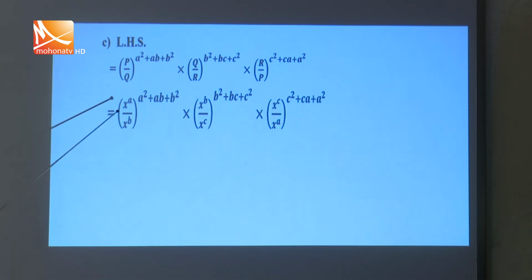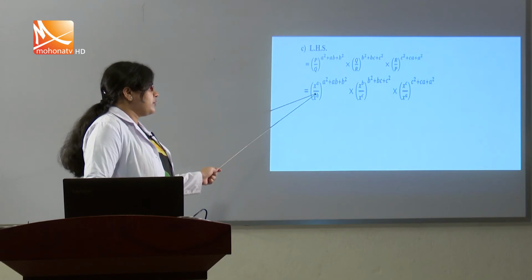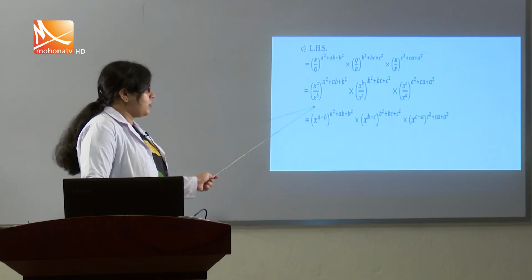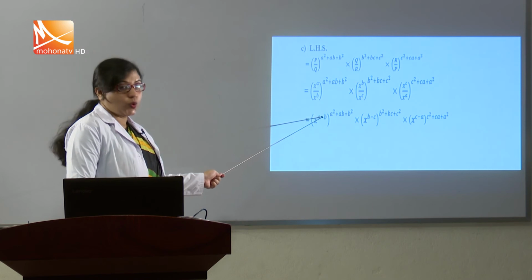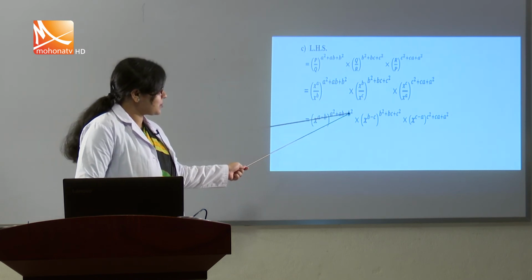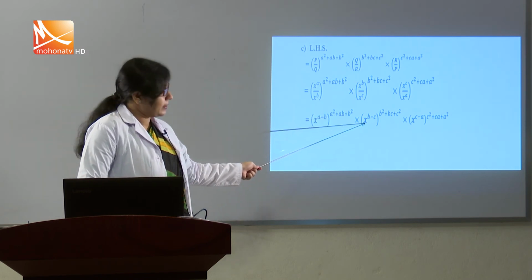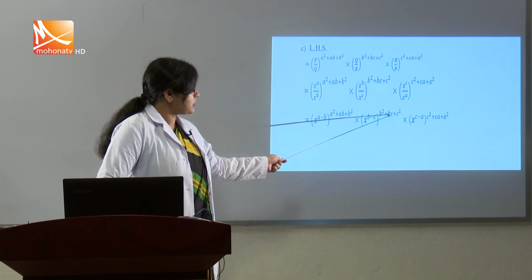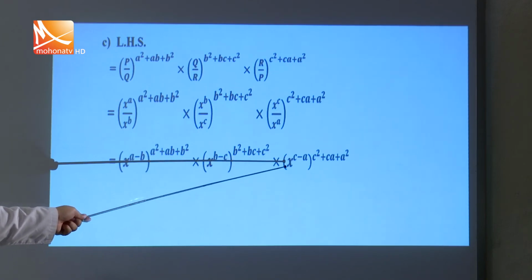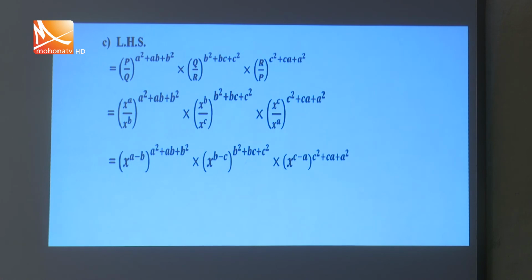And inside this bracket, we have the laws of division, so we can subtract their powers. So (x to the power a minus b) whole to the power a square plus ab plus b square, into (x to the power b minus c) whole to the power b square plus bc plus c square, into (x to the power c minus a) whole to the power c square plus ca plus a square. And you can see that here we have two powers, like x to the power a minus b and whole to the power a square plus ab plus b square.